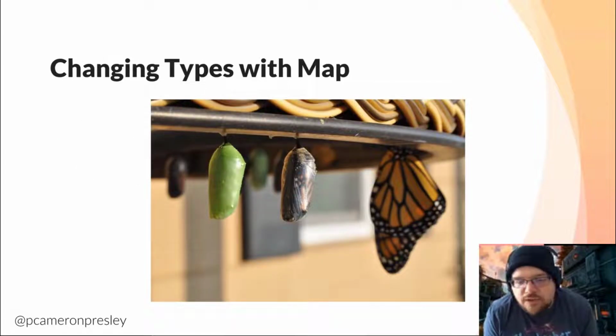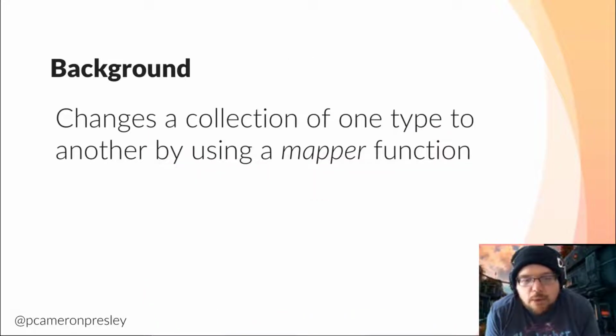So let's start with the first one. And in today's example, we're going to refer to it as map. That's what's used in a lot of other languages. In LINQ, it's really select, though. But what map does is it allows you to take a collection of one type of things and change it to a collection of another type of things using some type of mapping function.